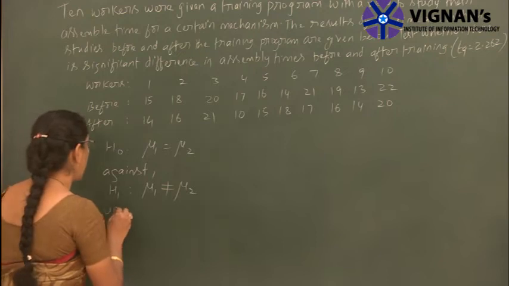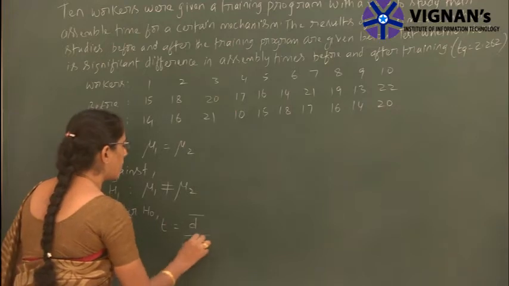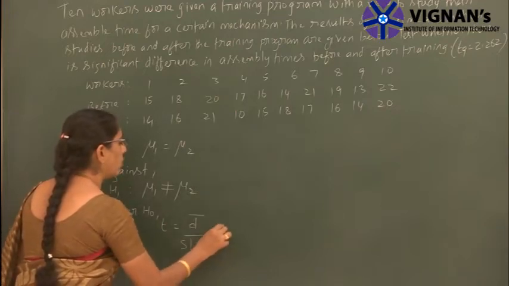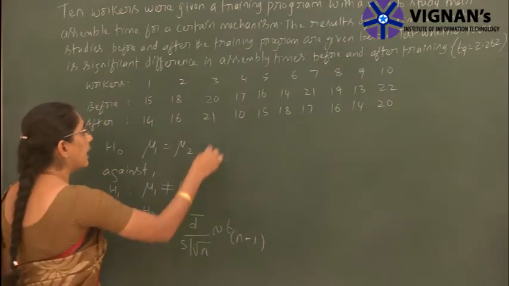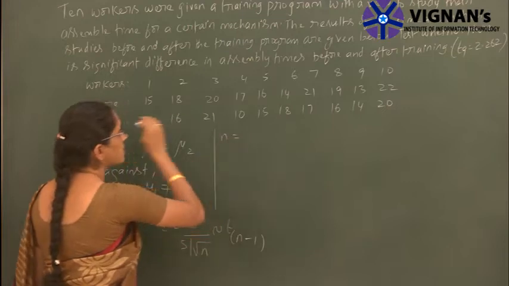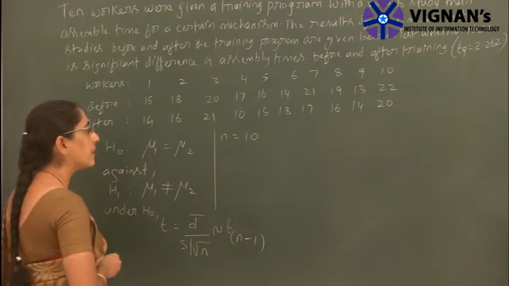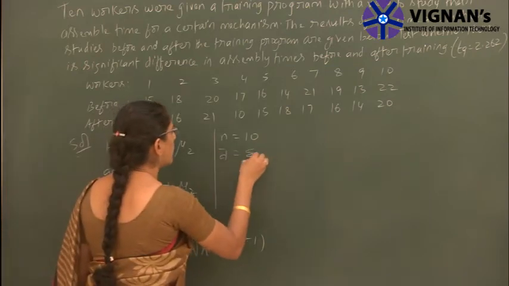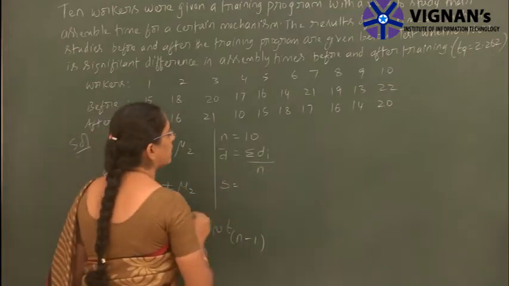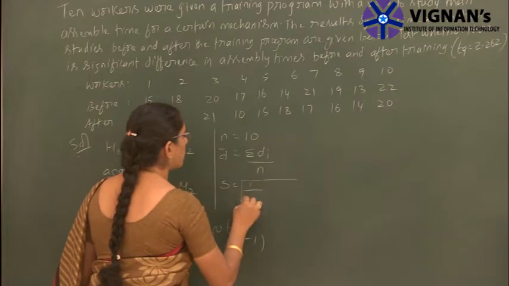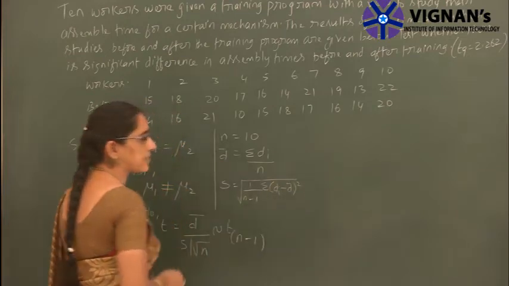Then under the null hypothesis, the test statistic is given as t equal to d bar divided by capital S by root n, which follows a t distribution with n minus 1 degrees of freedom. Here n is the number of observations; we have 10 workers. Now d bar is given by the formula summation of di by n, and capital S is given by the square root of 1 by n minus 1 summation of di minus d bar, whole square.